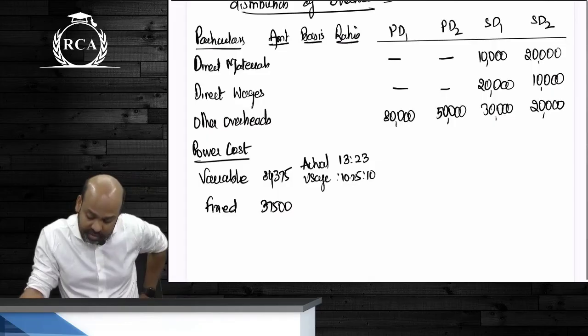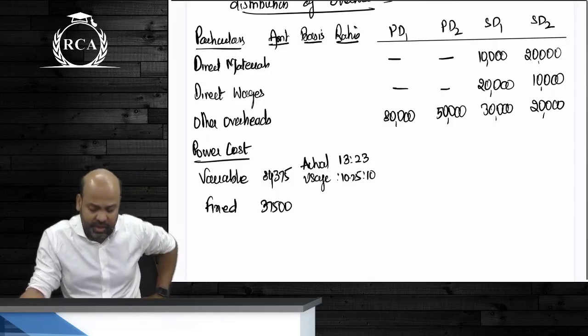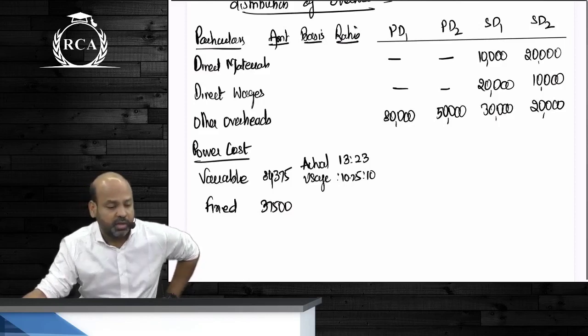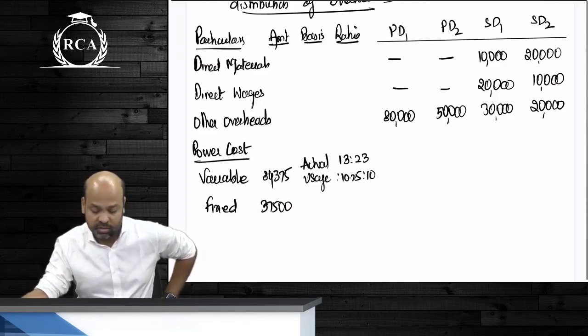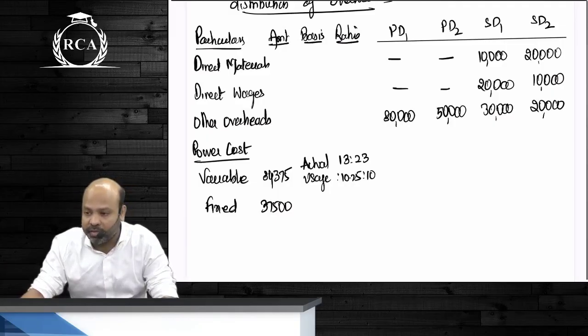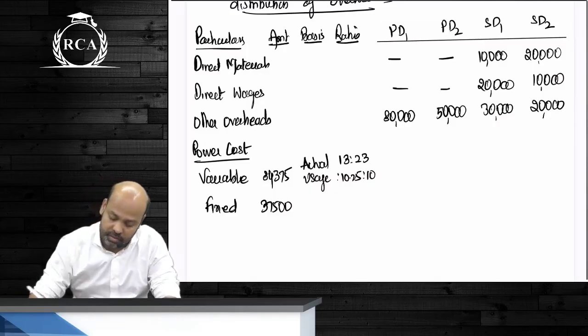One more look: 84,375 divided by 56,250. So 19,500, 34,500, 15,375 and 15,000. That will be the allocation, guys, of variable cost.